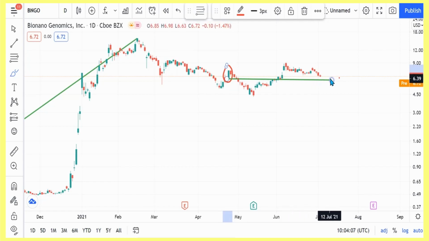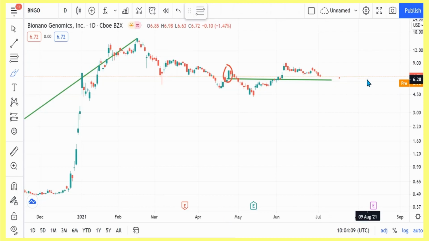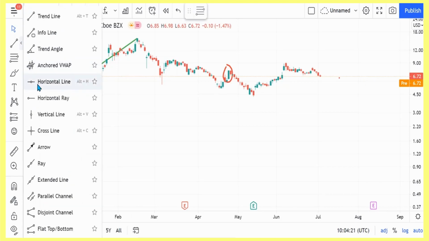So, oops, let me, okay, so now, or maybe to be more exact, I can use this tool, the horizontal line.